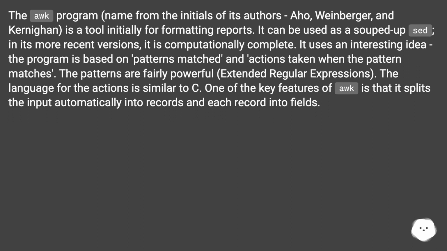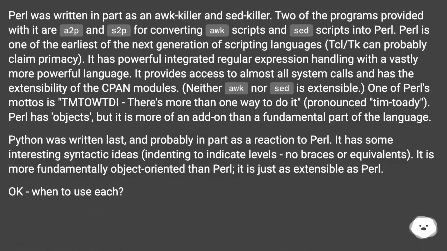One of the key features of AWK is that it splits the input automatically into records and each record into fields. Perl was written in part as an AWK killer and SED killer. Two of the programs provided with it are A2P and S2P for converting AWK scripts and SED scripts into Perl. Perl is one of the earliest of the next generation of scripting languages. TCL/TK can probably claim primacy.